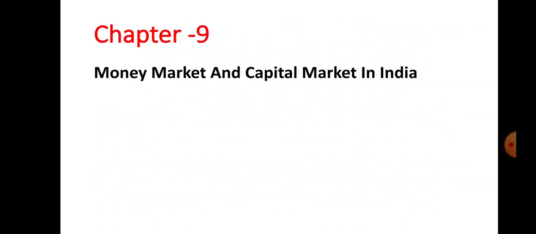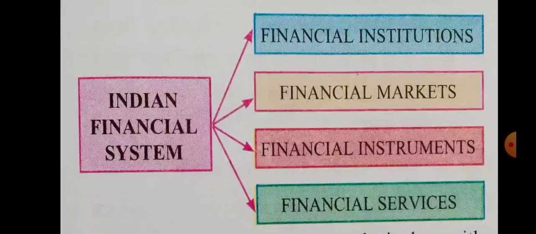Now let us see chapter number 9, that is money market and capital market in India. Let us see the Indian financial system. As far as the Indian financial system is concerned, there are four components: financial institutions, financial market, financial instruments and financial services.